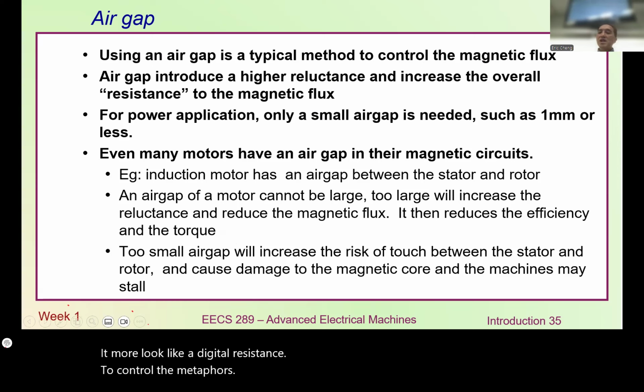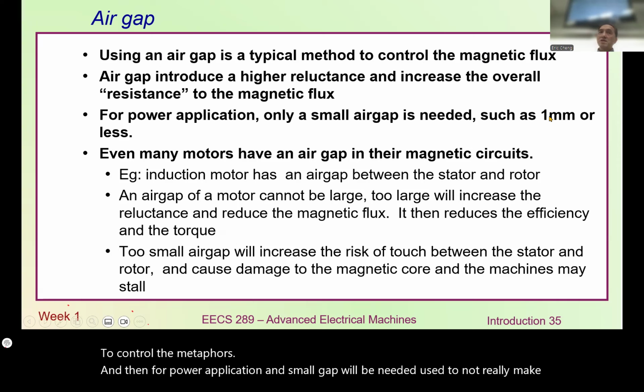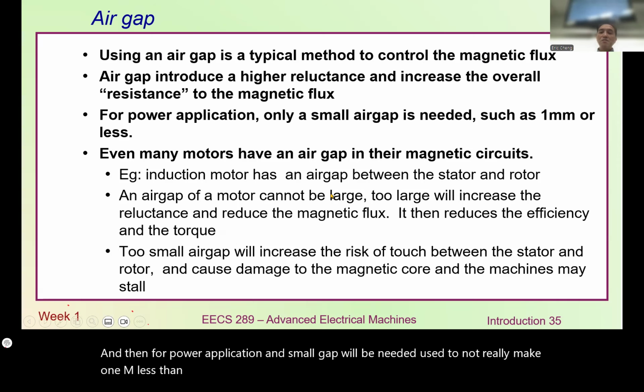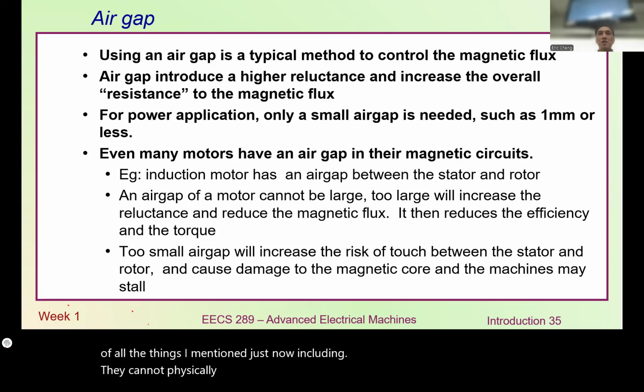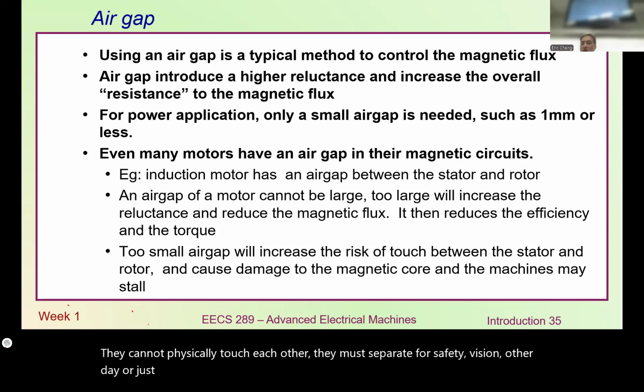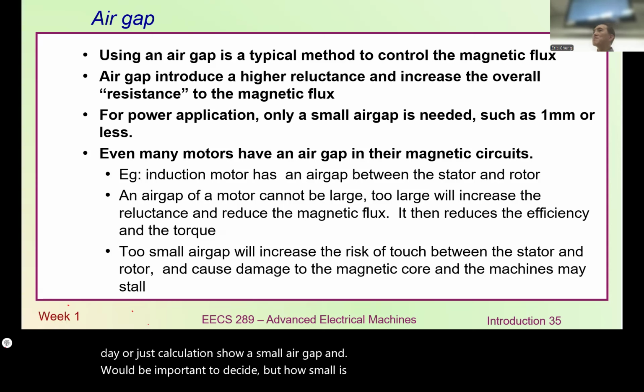And then for power applications, a small gap will be needed, usually not really big, 1 mm, less than 1. And for many motor applications, we do need the air gap because of all the things I mentioned just now, including that they cannot physically touch each other. They must be separated. For safety reasons, otherwise there will be a collision. So a small air gap will be important to decide, but how small is small? That's something also quite important.